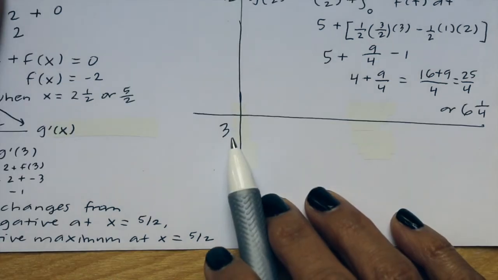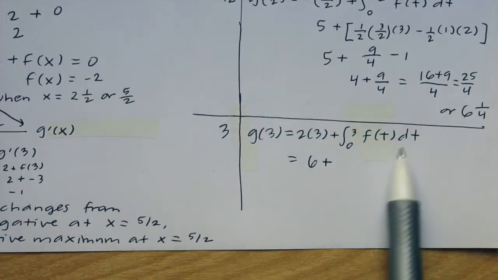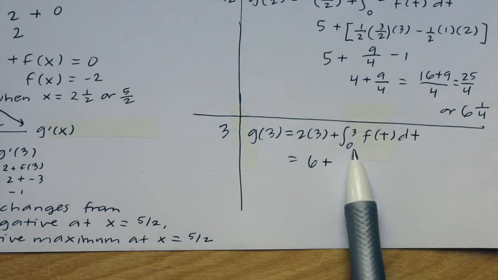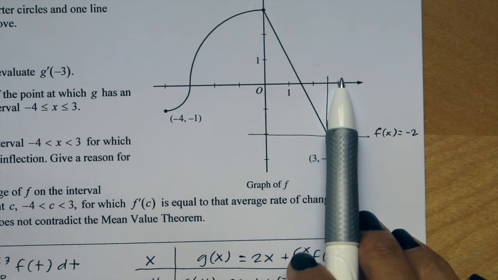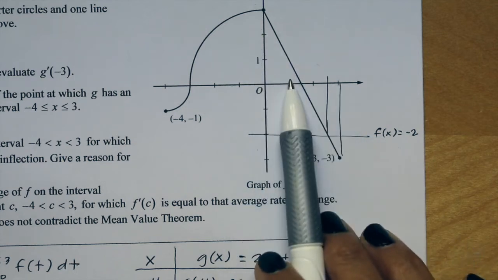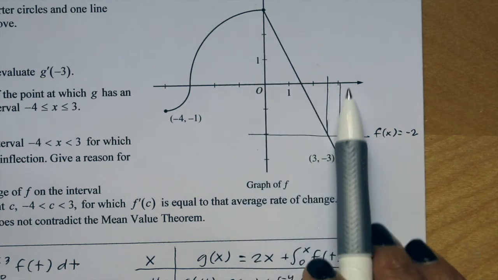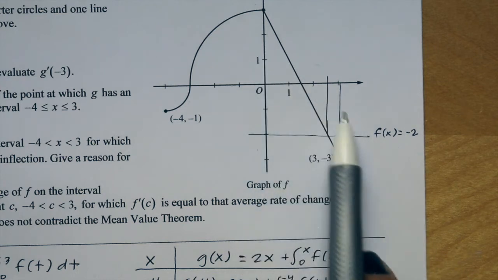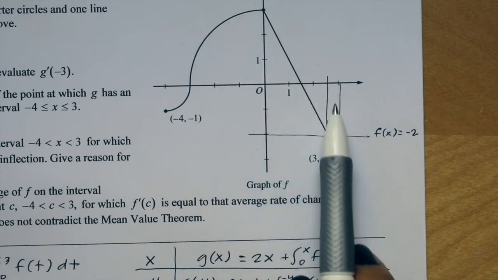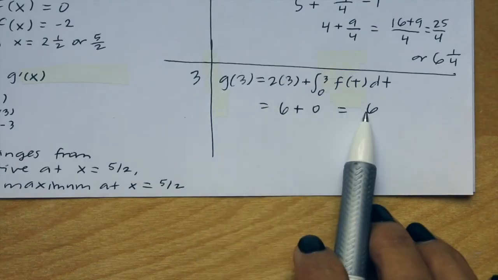And last, we're going to plug in the other endpoint, which is 3, and this represents the area under the curve of f from 0 to 3. And if you look at this graph from 0 all the way to 3, you have this triangle above the x-axis and the same triangle below the x-axis, so they'll cancel each other out because this area is positive, this one's negative, so you'll just get 0. So g of 3 equals 6.